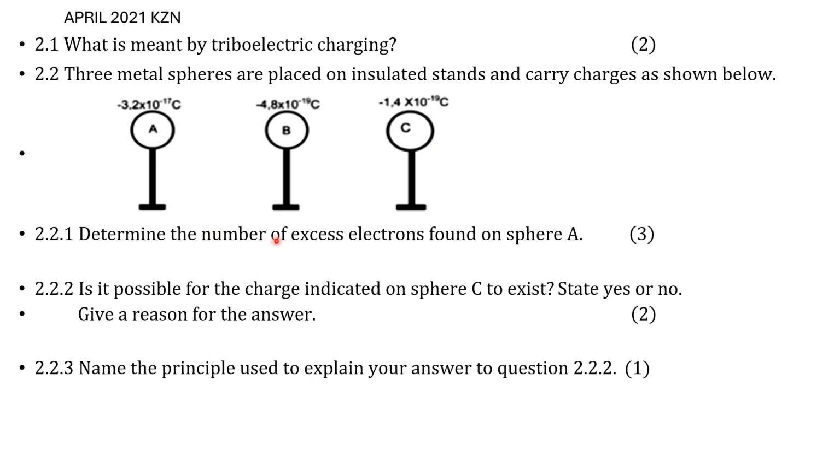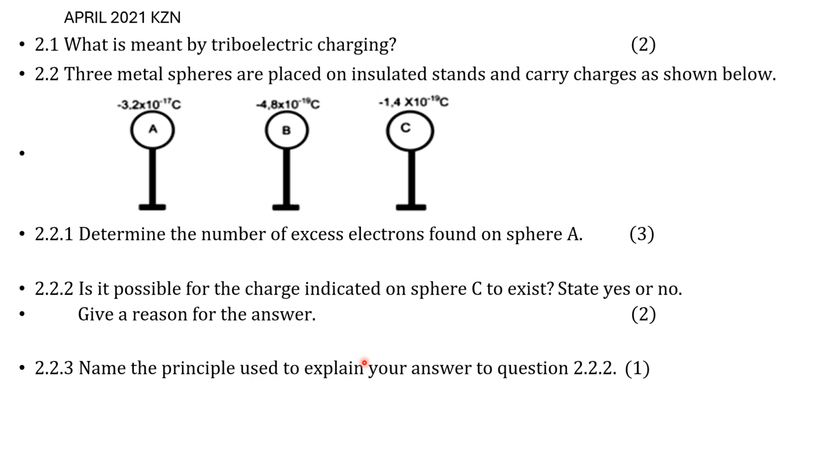2.2.1: determine the number of excess electrons found on sphere A. So there we're testing, do you remember that the charge of an electron is 1,6 times 10 to the negative 19? I'm going to divide the two to get the amount of electrons. 2.2.2: is it possible for the charge indicated on sphere B or C to exist? State yes or no and give a reason. Basically we're testing, do you understand what is the smallest possible charge something can be, and then the principle for why that is so.